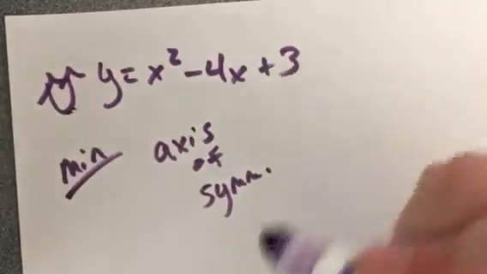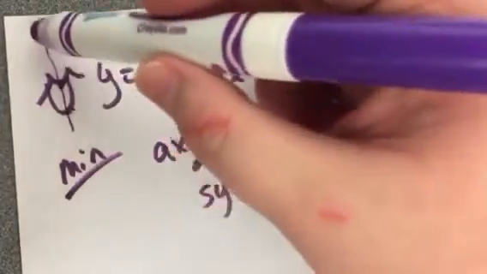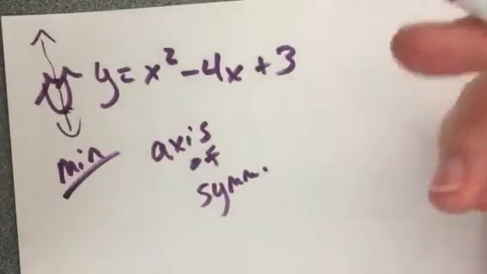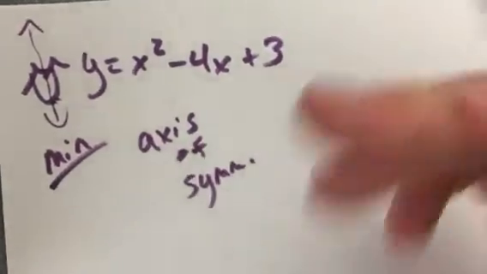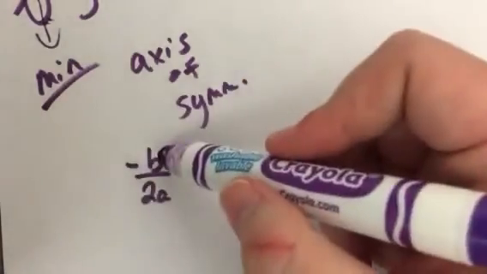Your axis of symmetry is actually the middle point of your quadratic. So if you drew a line right up the middle and split it in half, that's your axis of symmetry. And if you remember, that's where your minimum and your maximum are actually located. So we want to find that axis of symmetry. To do that, you're going to use part of that quadratic formula. You're going to take the negative b over 2a part, and this is going to find you your axis of symmetry.